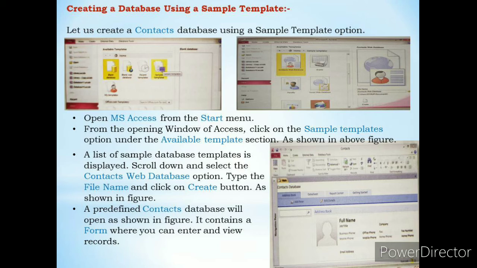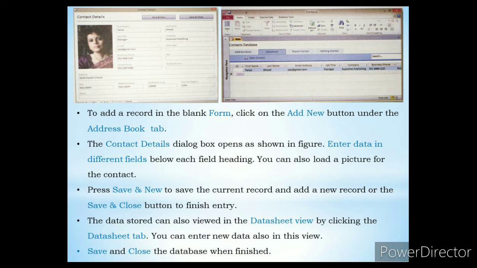Scroll down and select the contacts web database option. Type the file name and click on the create button as shown in the figure. Next, a predefined contact database will open as shown in the figure. It contains a form where you can enter and view records. Next, to add a record in the blank form, click on the add new button under the address book tab. Next, the contact detail dialog box opens as shown in the figure. Enter data in different fields below each field heading.